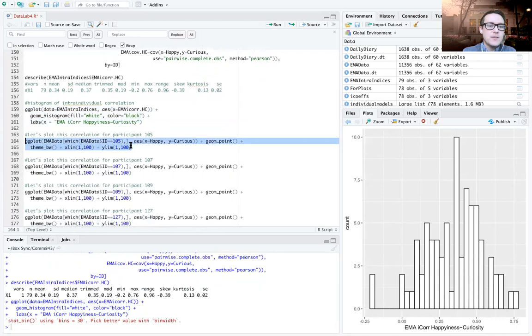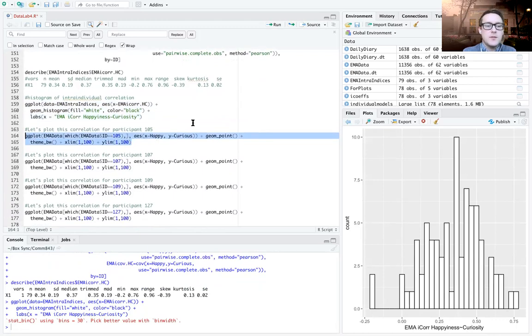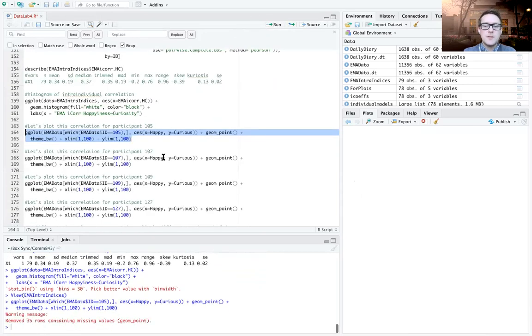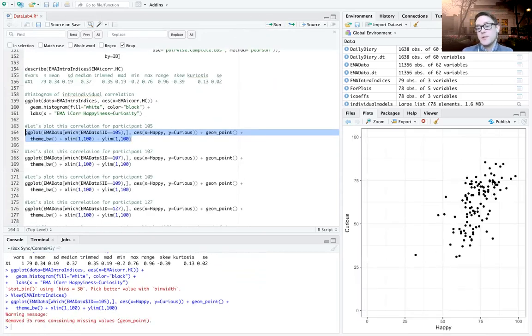And let's, for kicks, plot the correlation between happiness and curiosity for participant 105. So if we go to here, we can see that they had a correlation of 0.6. So we should expect some sort of positive association. And that's actually pretty nice. And now that we have more data, basically, than we did for the daily diary, I'm a lot more comfortable with using this as an outcome variable, potentially, if that's something that I was really motivated to do.